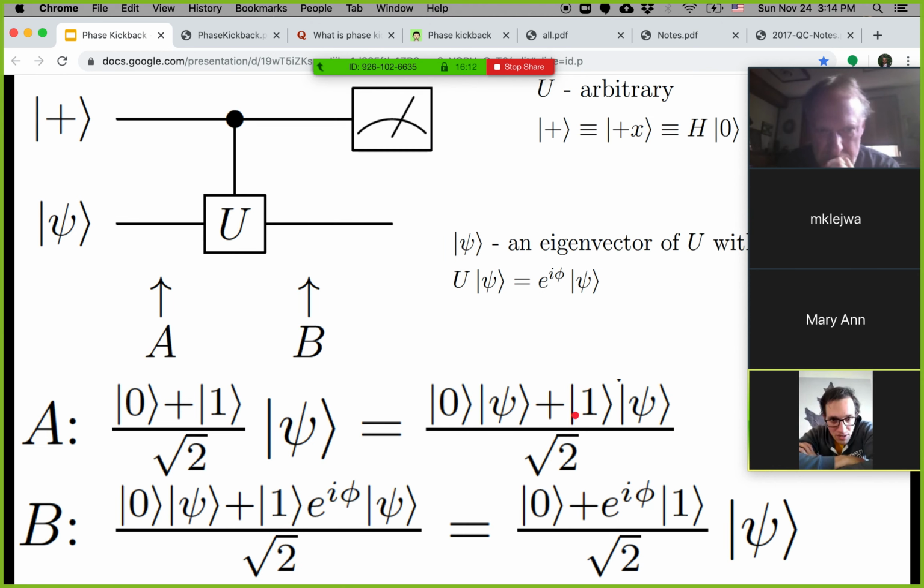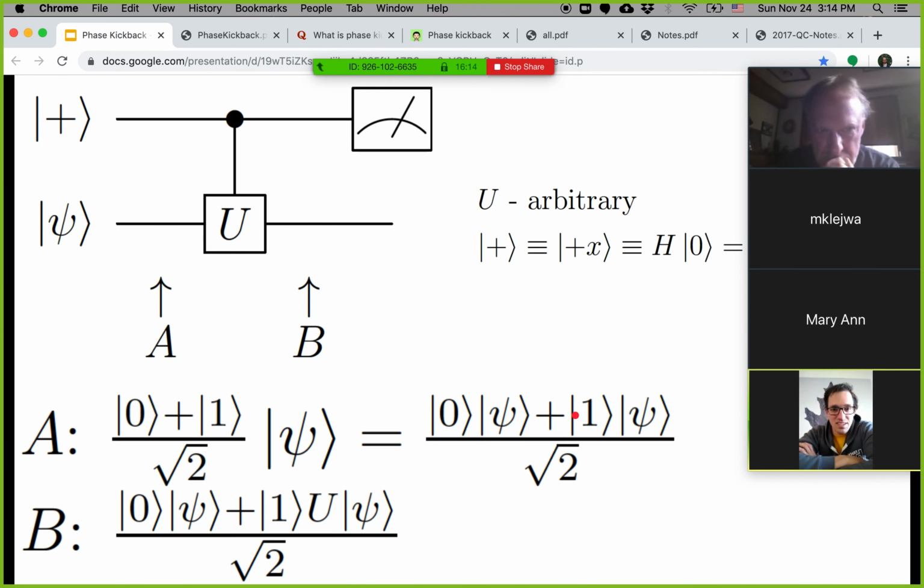Oh, I'm sorry. I just clicked a couple of times, and any click advances me on these slides. I didn't mean to do that. I'm sorry. For right now, it's arbitrary psi, arbitrary U.